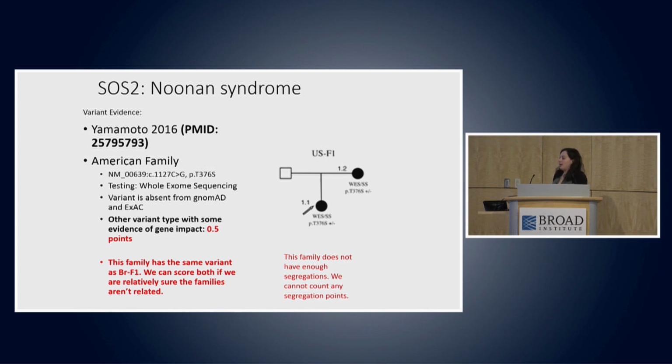This family actually has the same variant as the one Brazilian family. We can still score this variant if we're relatively sure that the families aren't related and that it was not in a founder population. You would have a difficulty if you had a founder variant, and we're still struggling as to how to score founder variants. But if you're relatively certain that this variant has potentially arisen independently, that's even more evidence for the variant's pathogenicity potentially. So you could score it if you're relatively sure that the families aren't related. And this family, as I mentioned in the previous one, does not have enough segregation, so we can't count any segregation points.